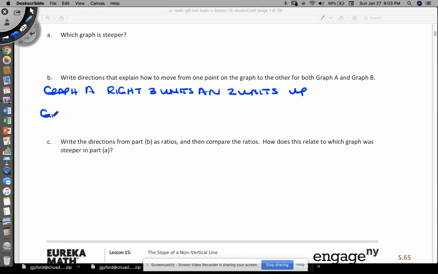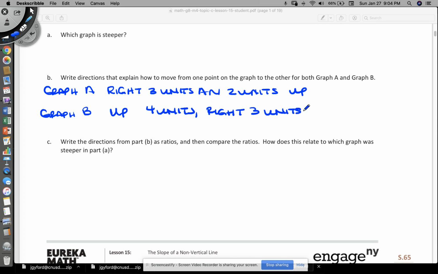I can do that here for graph B just to show you. It doesn't matter how you write your directions. They can be flip-flopped. So we could say here we went up 4 units and to the right 3 units. Now each box on a graph paper is called a unit. So we don't say boxes. I said that just to get us warmed up, but the correct terminology would be units.